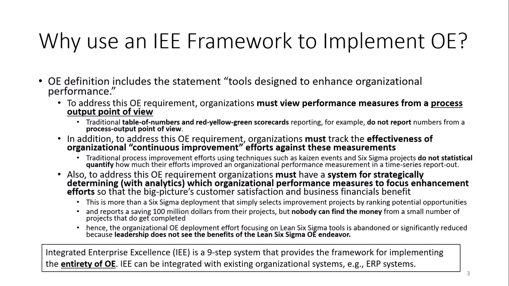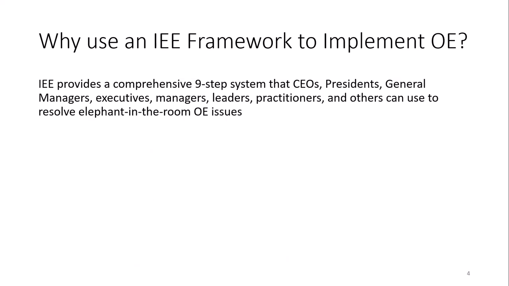Integrated Enterprise Excellence, or IEE, is a 9-step system that provides the framework for implementing the entirety of OE, i.e., it can be integrated with existing organizational systems, for example, ERP or Enterprise Resource Planning systems. IEE provides a comprehensive 9-step system that CEOs, presidents, general managers, executive managers, leaders, practitioners, and others can use to resolve elephant in the room OE issues.